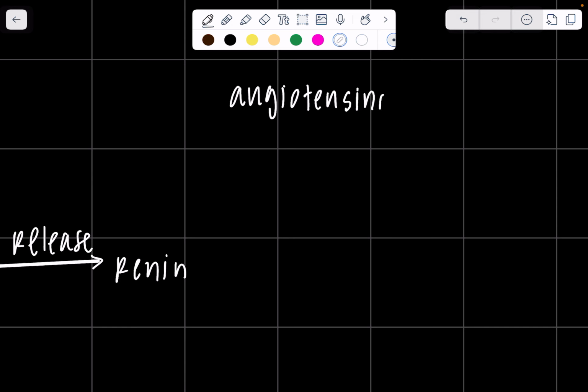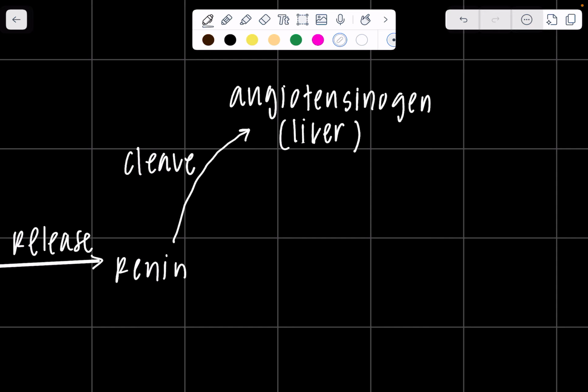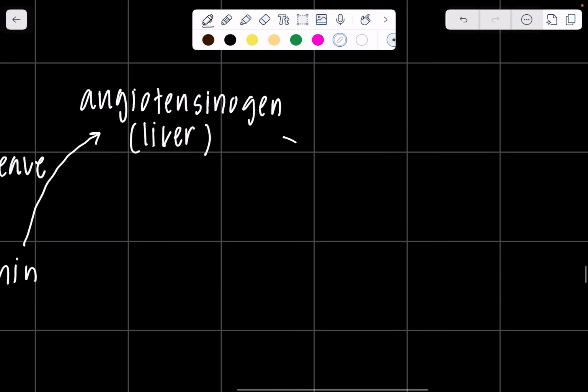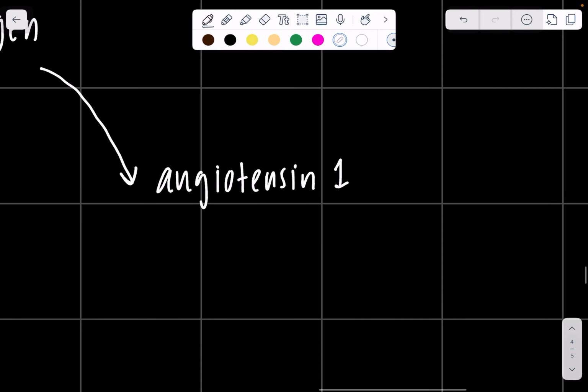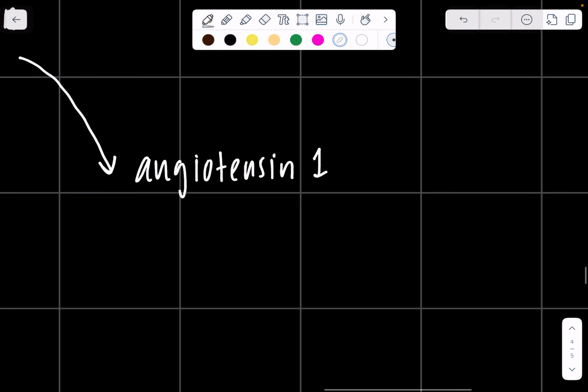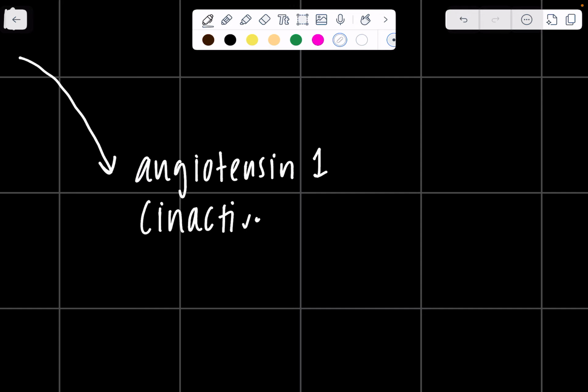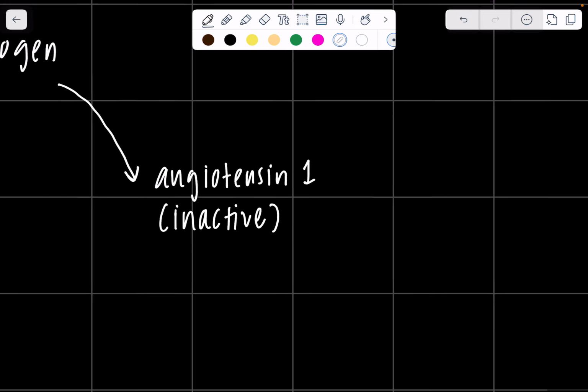Stepping away from the kidneys for just a second, we have angiotensinogen, which is produced by our liver. So renin will go ahead and cleave the angiotensinogen, and in doing so, it'll create a product called angiotensin 1. So we love angiotensin 1. The issue with it, though, is that it is inactive. So we can't really do anything with it until we activate it.